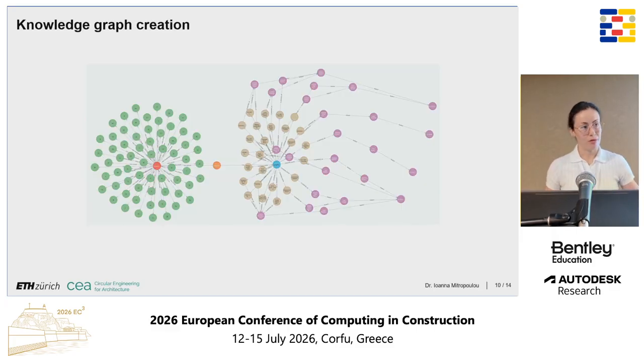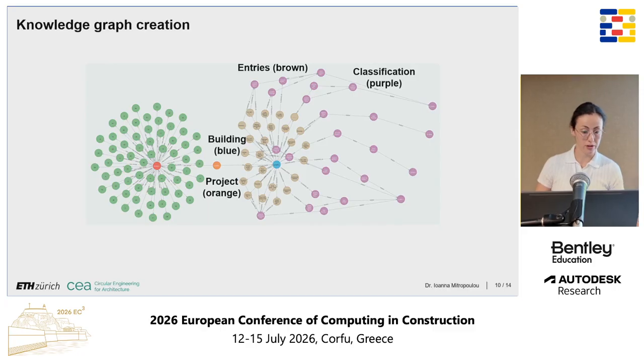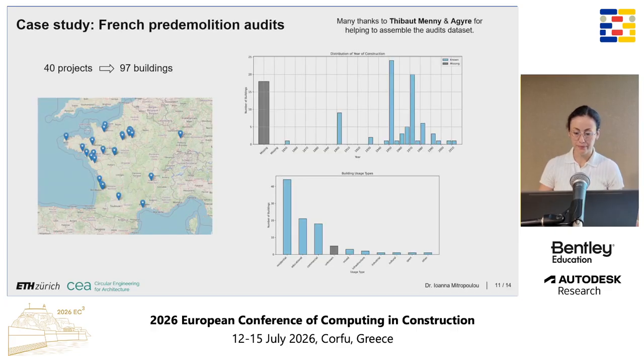And this is an example of what a very small part of the graph looks like. So here we have our project in orange that contains a building, which has many entries in brown that are categorized according to uniformat. And then on the left, you see how all the textual report chunks are linked to that building. So we apply this to our case study.